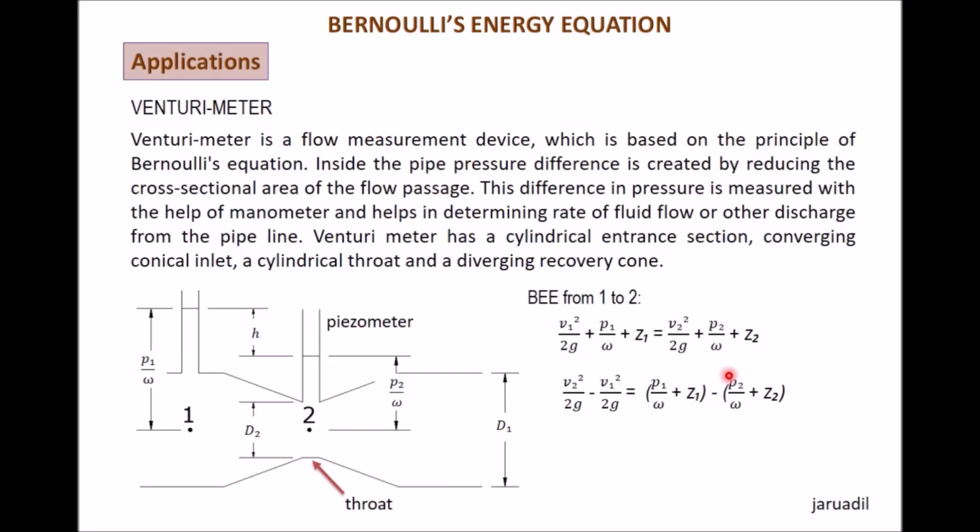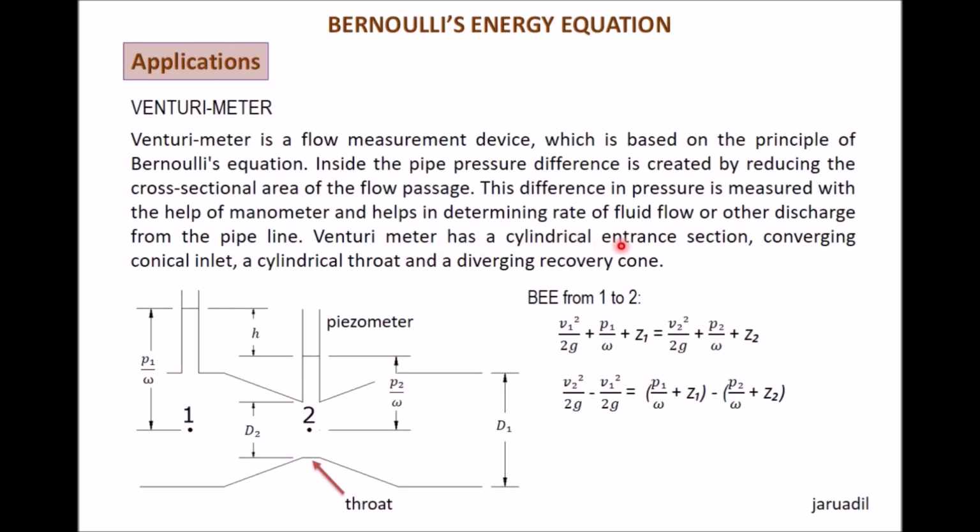Now, the other application of Bernoulli's energy equation is the Venturimeter. Venturimeter is a flow measurement device which is based on the principle of Bernoulli's equation. Inside the pipe, pressure difference is created by reducing the cross-sectional area of the flow passage. This difference in pressure is measured with the help of a manometer and helps in determining the rate of fluid flow or discharge from the pipeline.